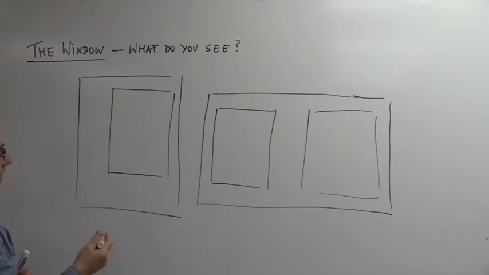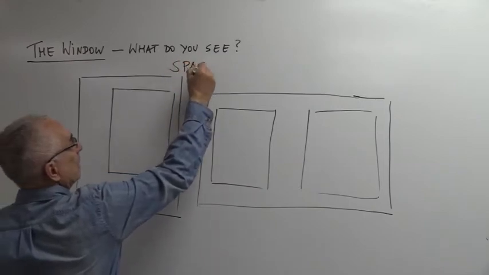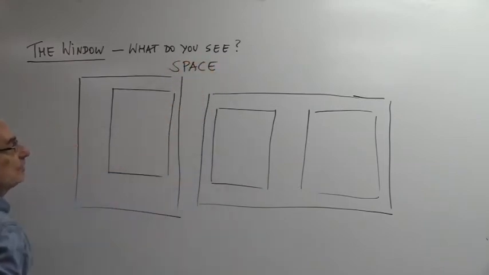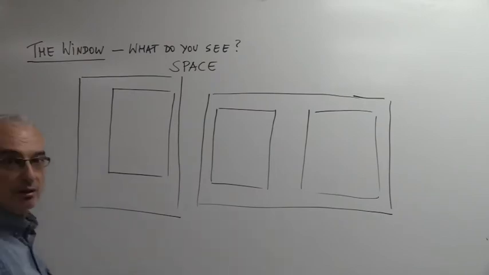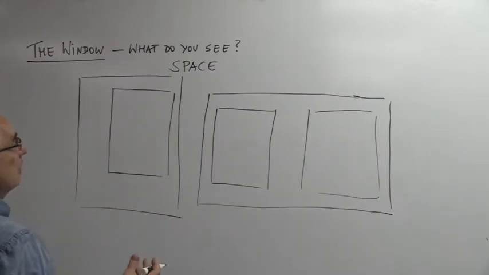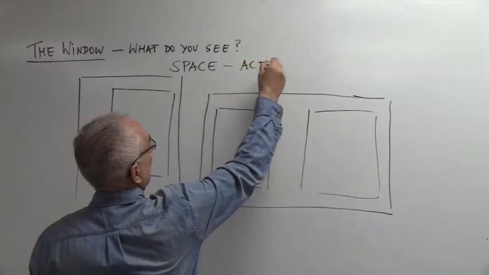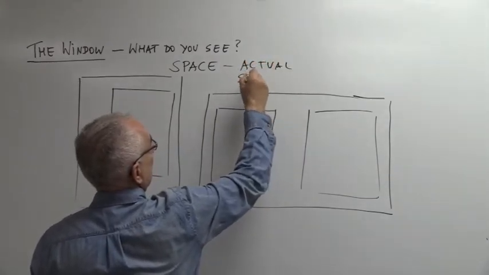Then the next thing is, is there anything around the window? How do you want to build up the space? We have to deal with one of the most important elements, which is the space. Is it symmetrical or asymmetrical? Another thing you will address is whether the space is actual or shallow.